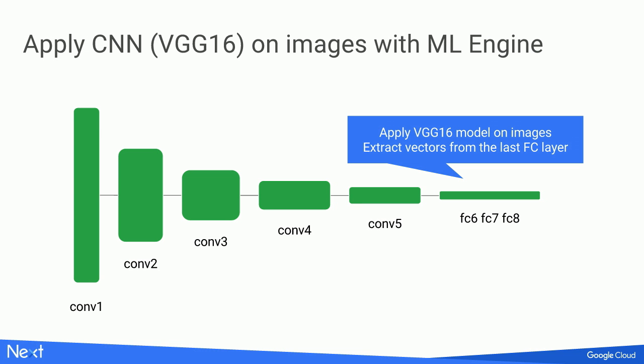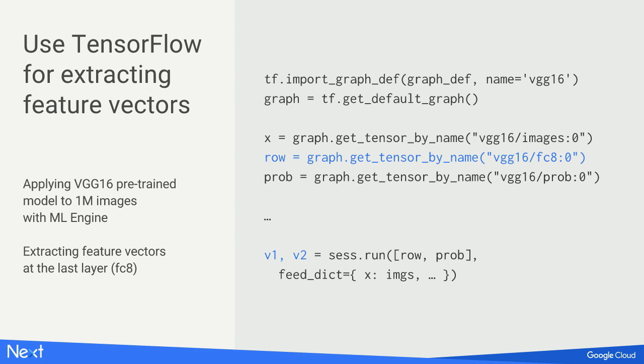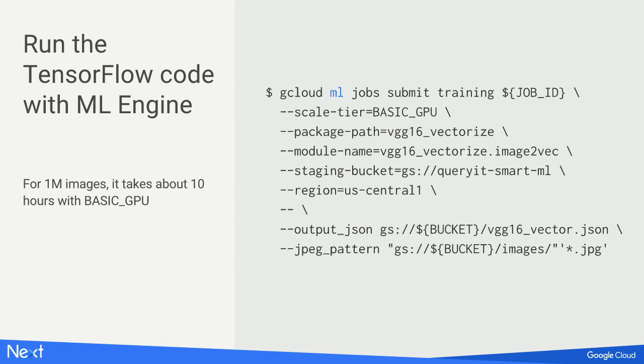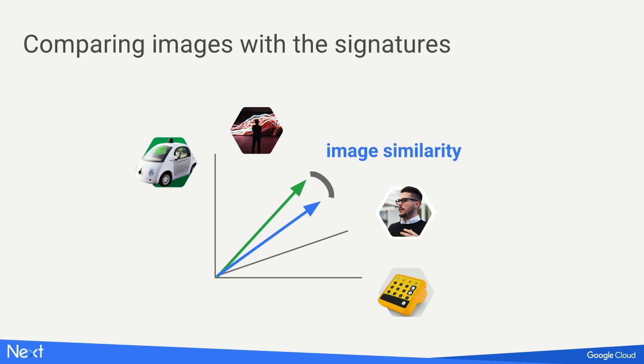We used VGG16, which is a popular CNN design, and we are extracting the feature vectors from the final fully connected layers. You can do this by writing very simple TensorFlow code like this, where you specify which layer you want to extract the vector from. Then you can run the gcloud command to execute a Cloud ML job to extract the features from the images. Usually it takes hours to run these jobs against millions of images. So now we have the signatures of images, the feature vectors.